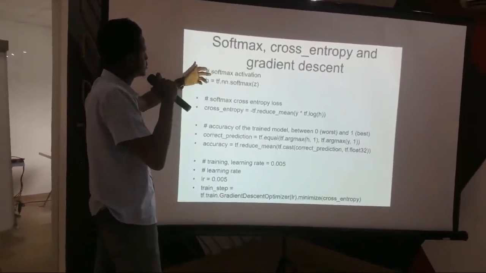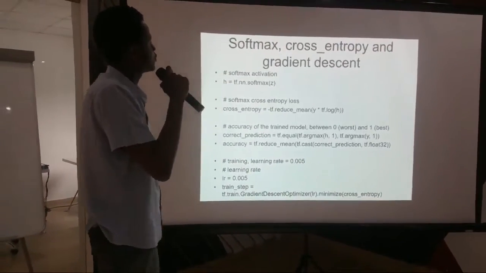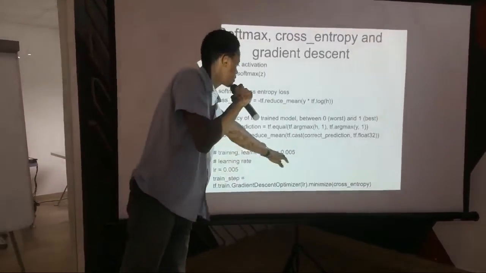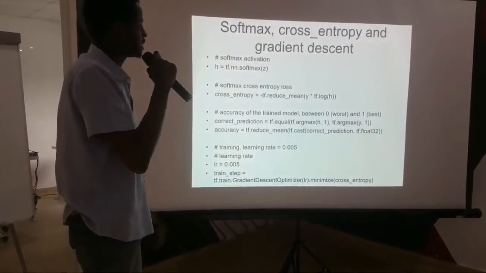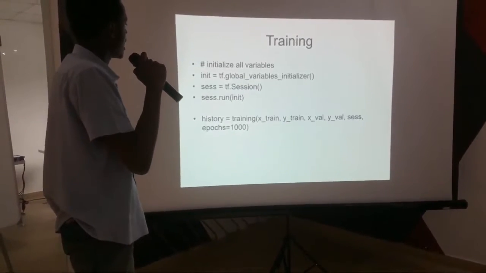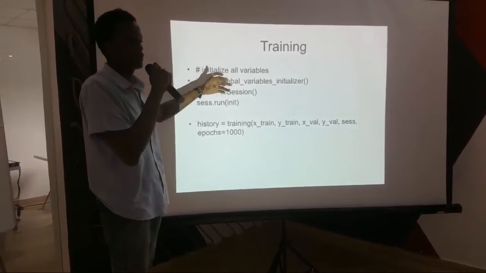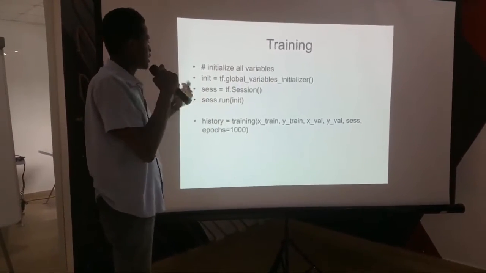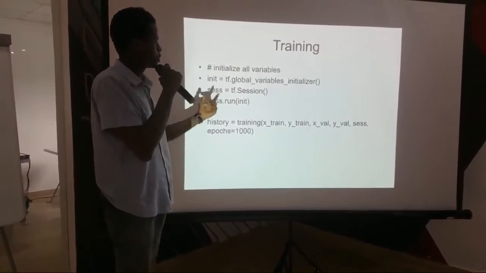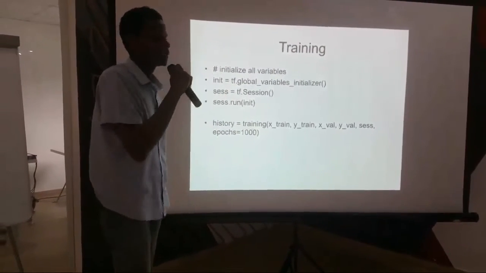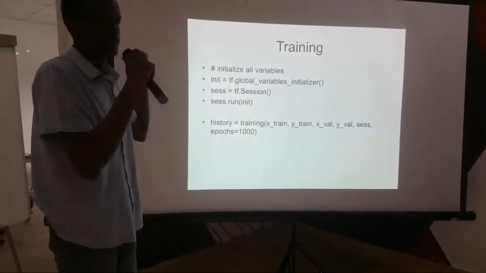Then we did softmax activation. Then we used cross entropy loss, and we set our learning rate at 0.005, and we implemented our training step. After we built the computational graph, we initialized all the variables and ran the session. Then this was the training step which ran for 1000 iterations, and we had our learning rate at 0.005, like I said in the last slide.